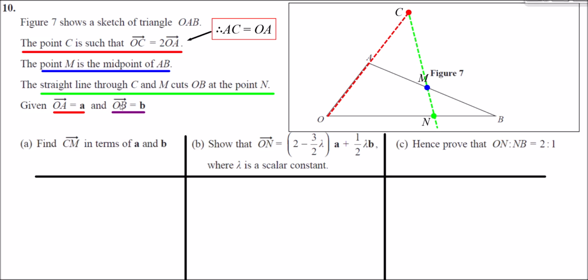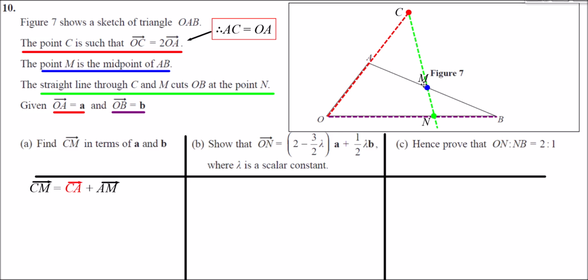So like I say, just adding in OB in purple like so. Now CM is going from this point here down to M, and we don't know any vector that tells us a direct route, so we can't just go from C to M directly. What we'd need to do is go from C down to A, and then we can think about how to get from A to M. So the first step is to think from C to M, I can go C to A, and then from A to M.